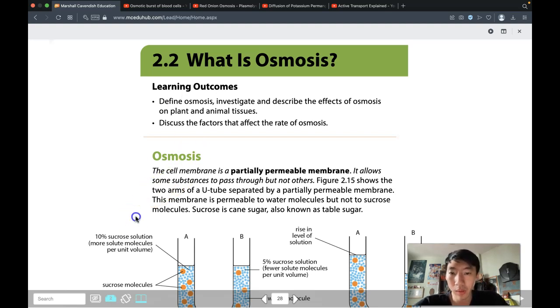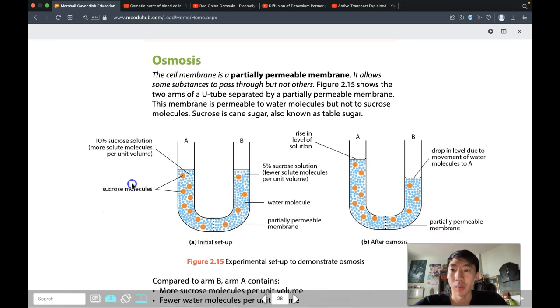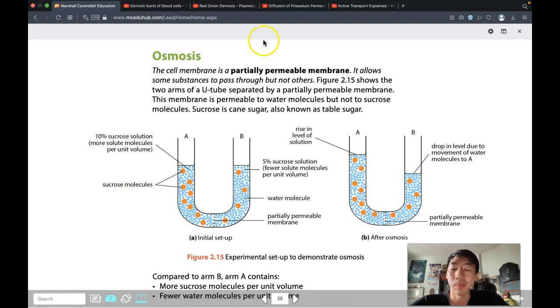Alright, so the cell membrane is a partially permeable membrane. It allows some substances to pass through, but not others. The figure shows two arms of a U-tube, separated by a partially permeable membrane. This membrane is permeable to water molecules, but not to sucrose molecules. Sucrose is known as table sugar.